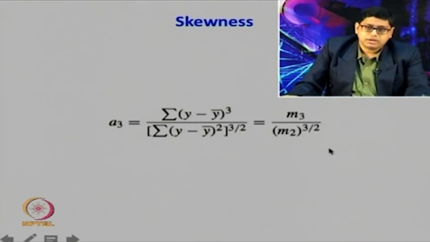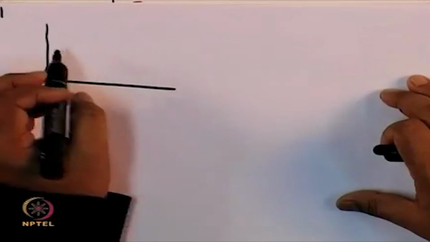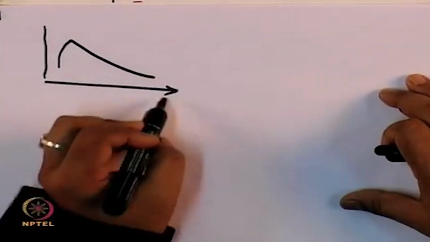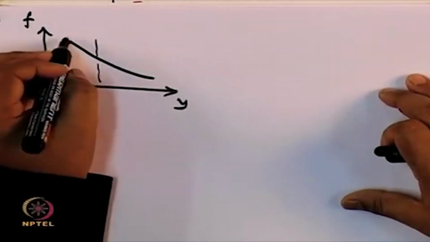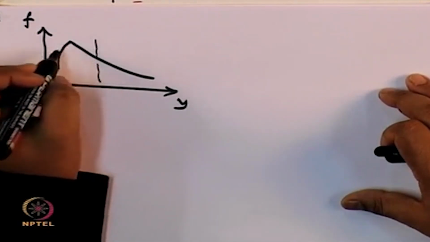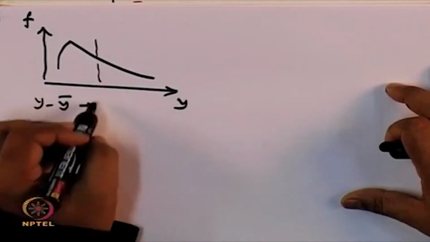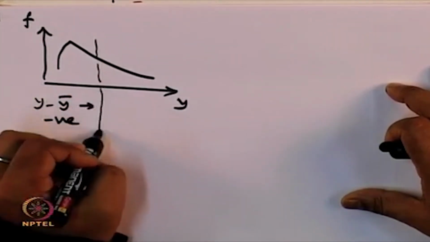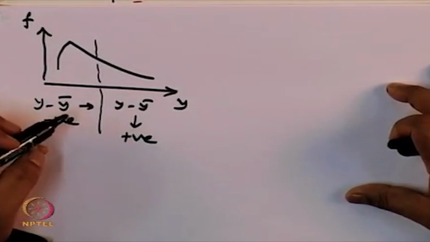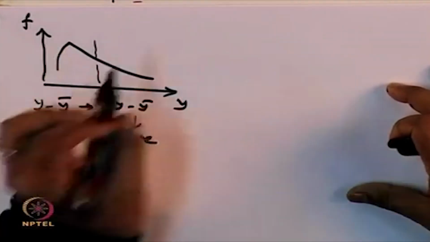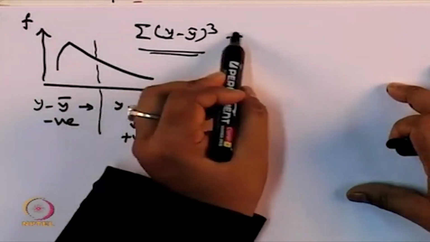This is called skewness. We had reasoned that if you have a distribution like this, where this is y and this is frequency, your mean is somewhere here. Because there is a preponderance of values to the left, all these y minus y bar values in this domain will be negative, and in this domain will be positive. As a consequence, when you compute the summation of y minus y bar whole cubed, it might turn out to be negative.